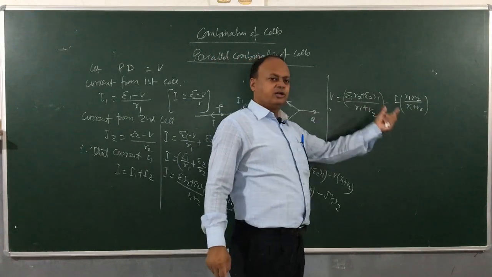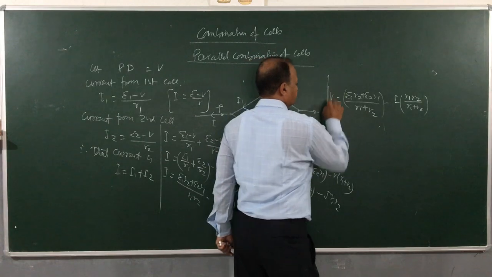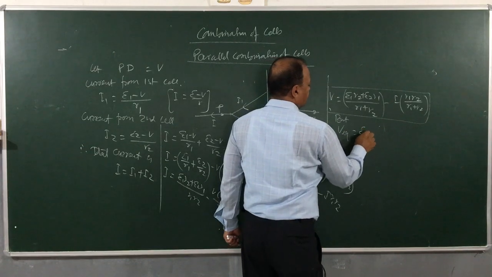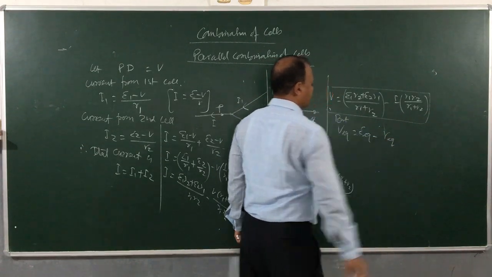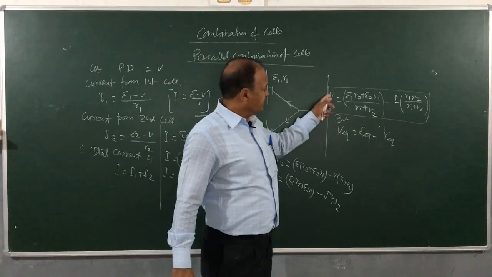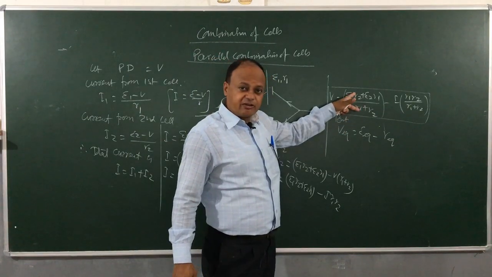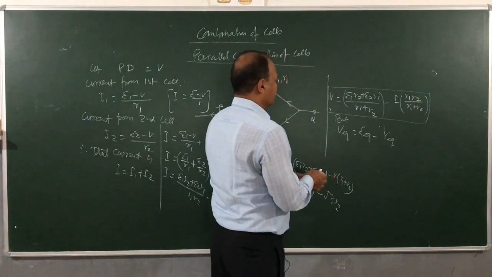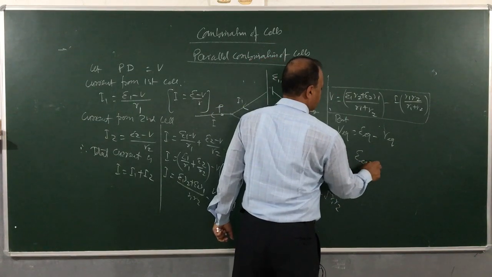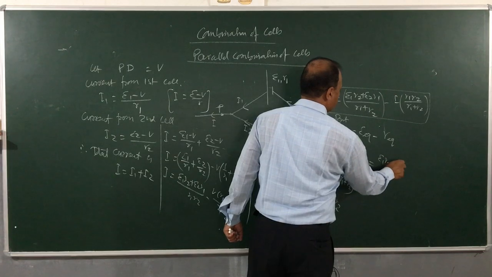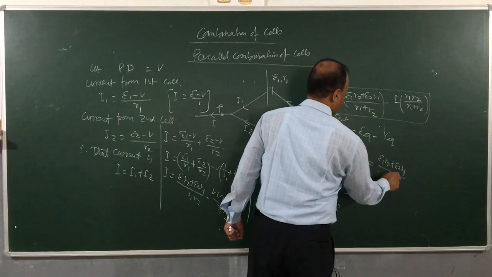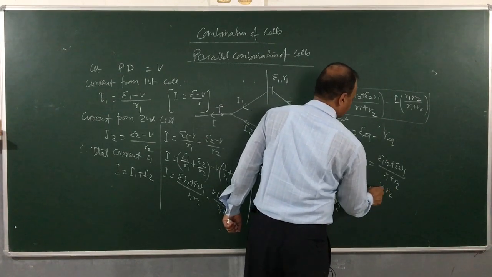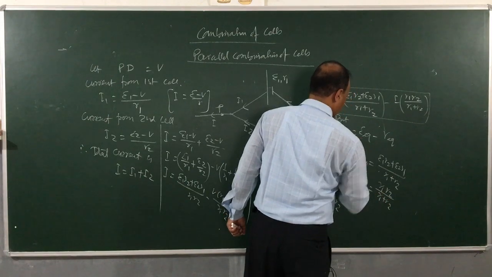This is the condensed equation for potential difference. But we know that V equivalent is equal to E equivalent minus I times R equivalent. So if I combine this, V is V equivalent, so this term will be what? Equivalent EMF, and this term will be equivalent internal resistance. So let us solve it. Then, combining, equivalent EMF will be (E1 R2 plus E2 R1) divided by (R1 plus R2), and equivalent internal resistance will be R1 R2 divided by R1 plus R2.